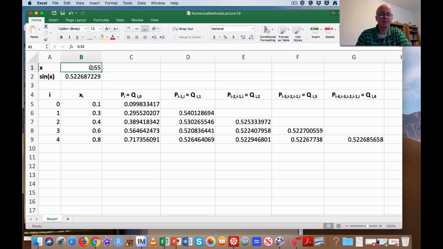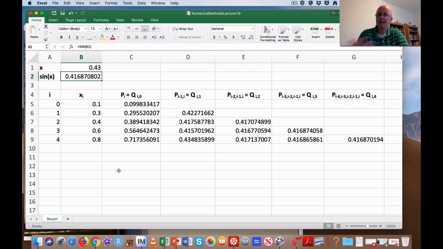I could try other numbers between 0.1 and 0.8. I could try 0.72 or something like that. And these numbers are now close. Yep, those are really close. I could try 0.43, 0.41687. Yep, we got a match there as well.